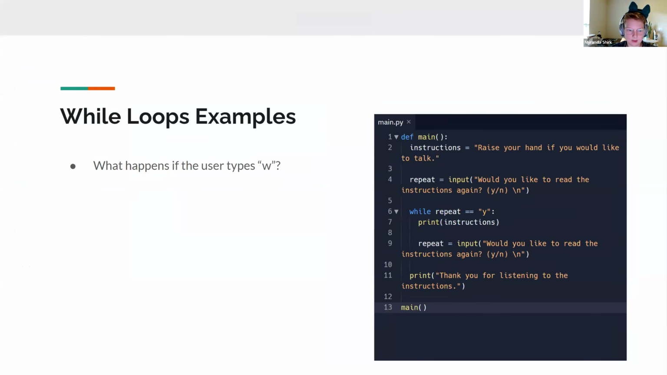Now, I skipped over that slide. We can get back to it. All right, let's look at this example here. This is another one that I want you to read, look at, and tell me what's going to happen here. Again, you can ignore the def main and stuff. We've got some input here, accepting input, and it says while this variable is equal to y, print the instructions. What's going to happen here if the user types W?